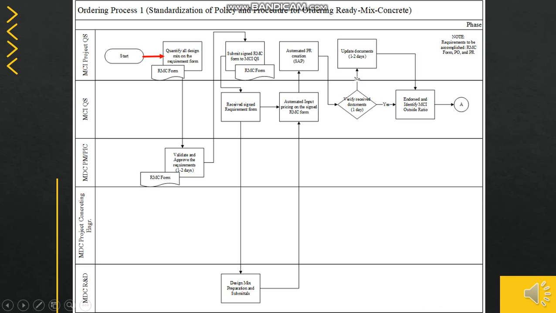There are three processes involved in the order management process. First is the ordering process, second is the scheduling, and the last one is the delivery process. This is our first expected output.